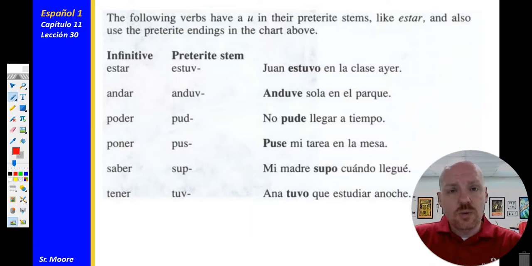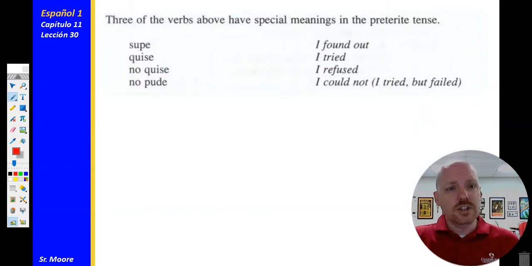And then tener, to have, gets tuv. Tener is an unusual verb in just about every conjugation that we've learned, but tener becomes tuv in the preterite. Tuve, tuviste, tuvo, tuvimos, tuvieron. Learn those conjugations because those are irregular, although there are other similar irregulars that you can group them together to help you remember how they get conjugated.